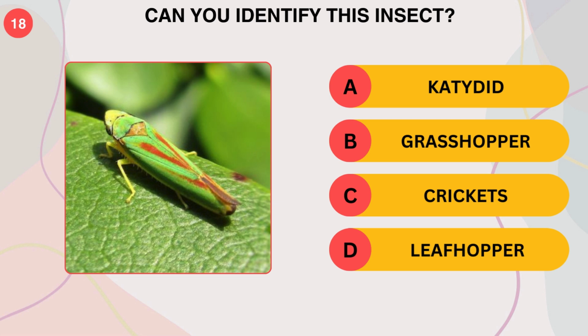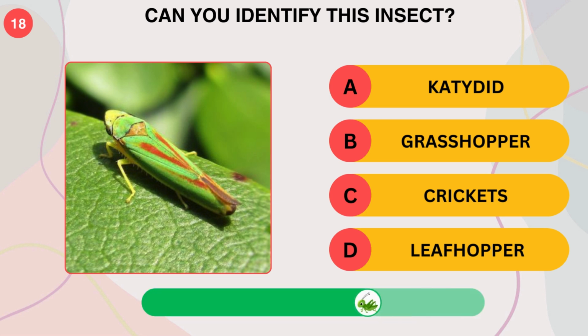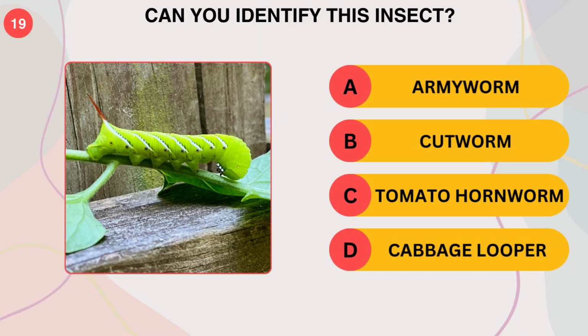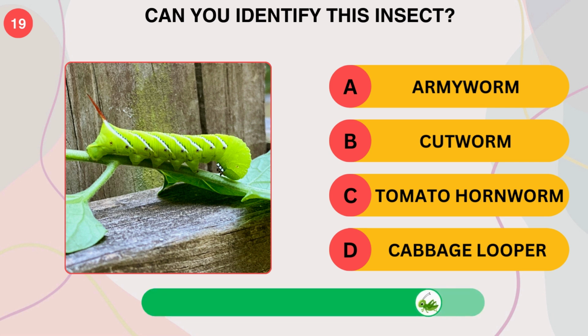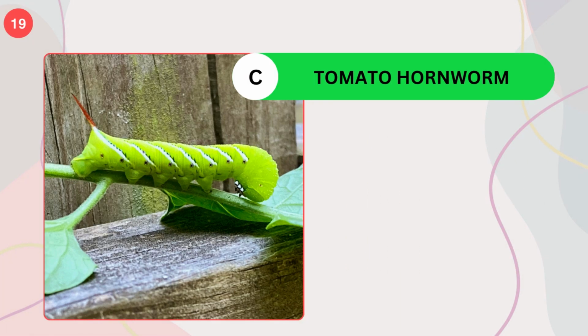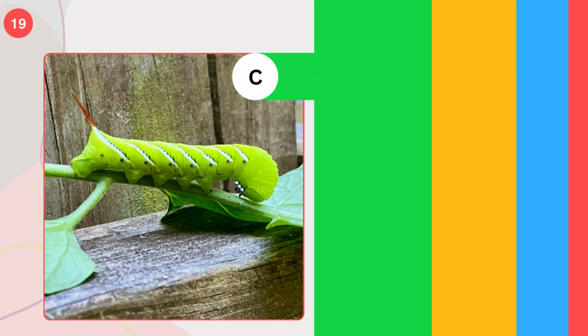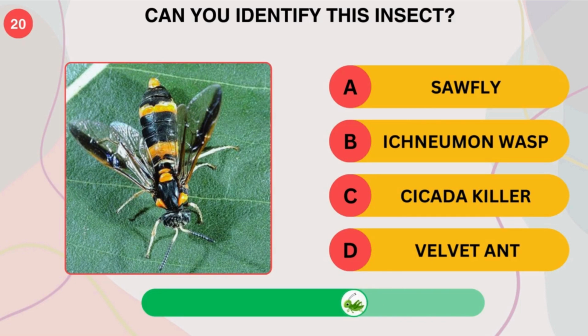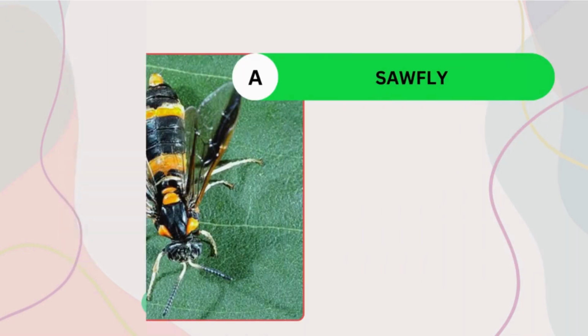Name this insect. Leafhopper. Can you recognize this insect? Tomato hornworm. Identify the insect in this picture. Sawfly.